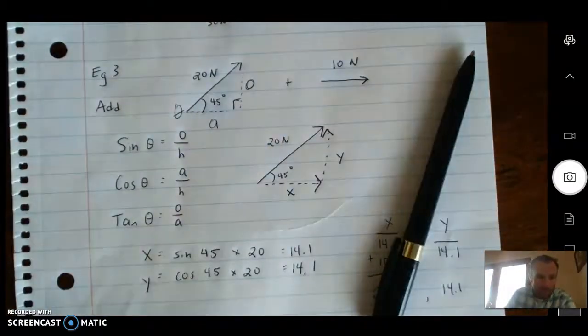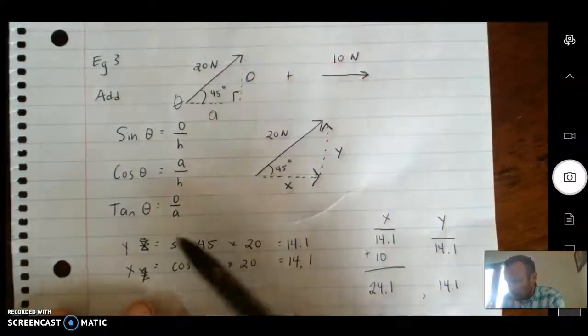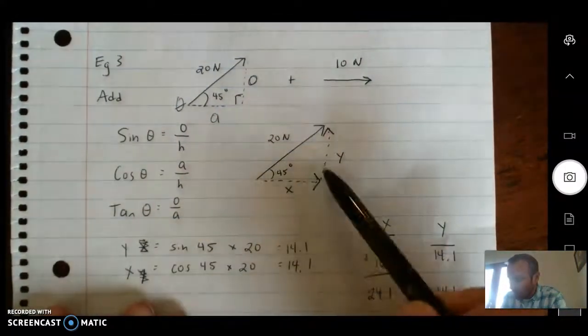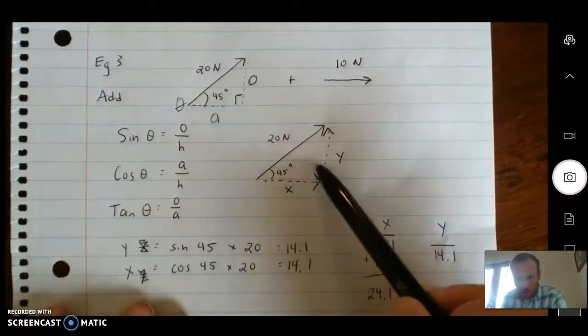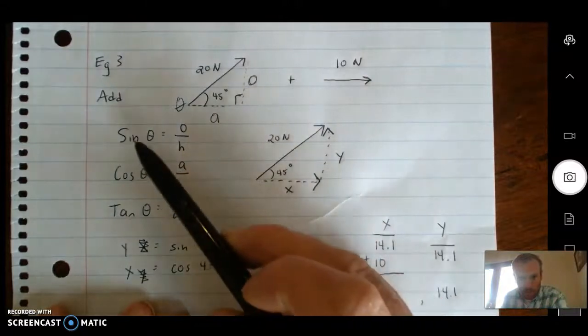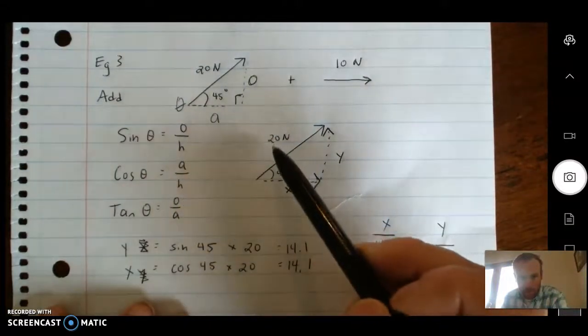Hold on. Okay, so I had to switch those. The y leg is going to be the side opposite the angle here, and that's why we're going to use the sine. So the sine of my 45-degree angle times the hypotenuse of 20 newtons.